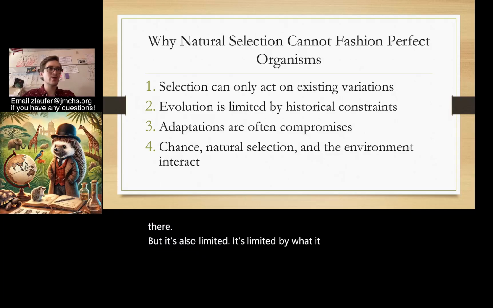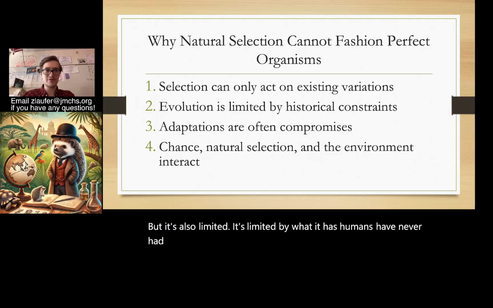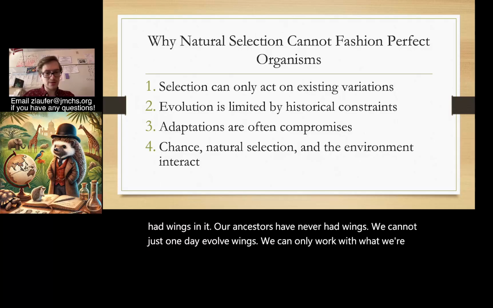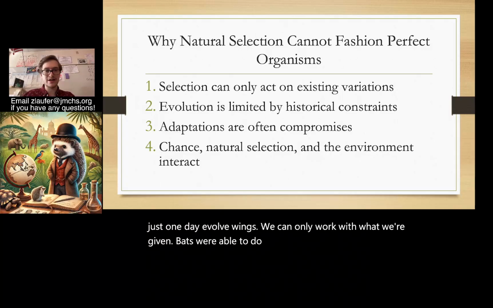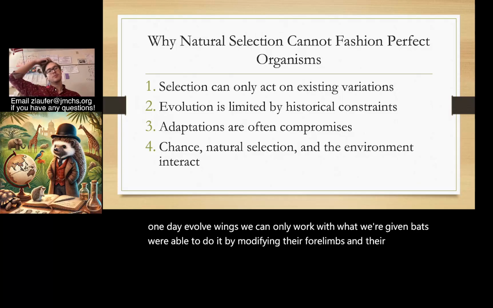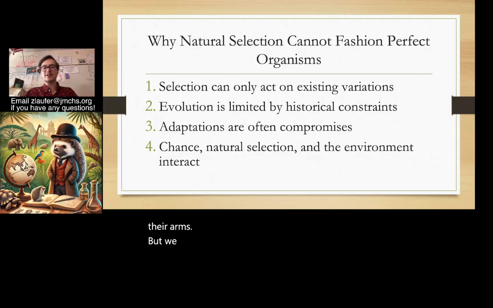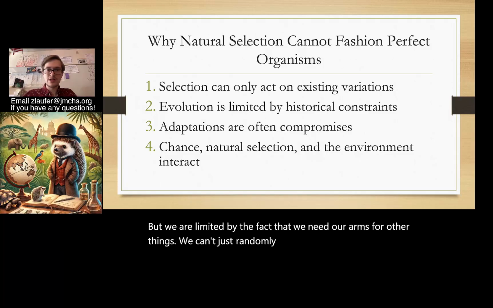Humans have never had wings, and our ancestors have never had wings. We cannot just one day evolve wings. We can only work with what we're given. Bats were able to do it by modifying their forelimbs and their arms. But we are limited by the fact that we need our arms for other things. We can't just randomly evolve new limbs.